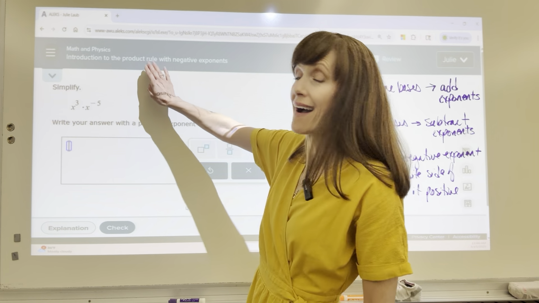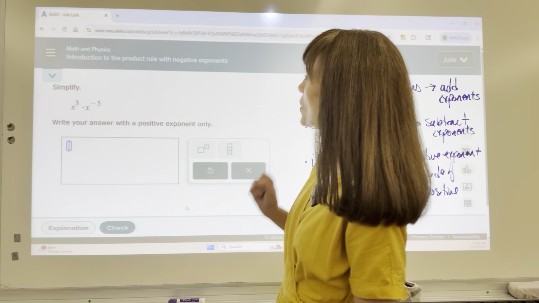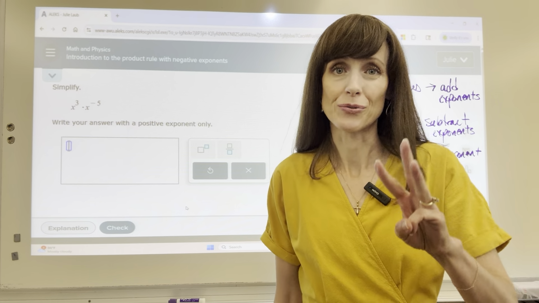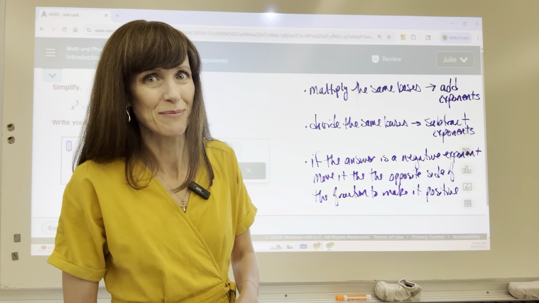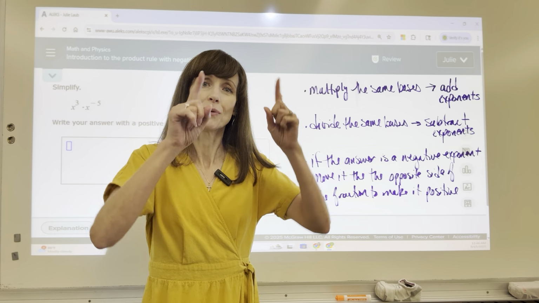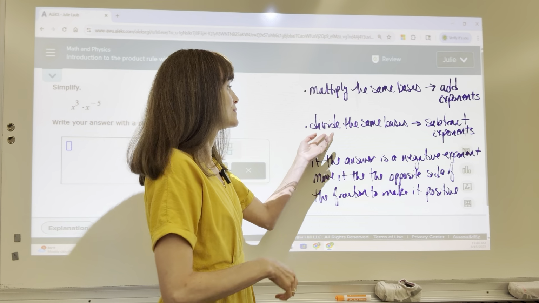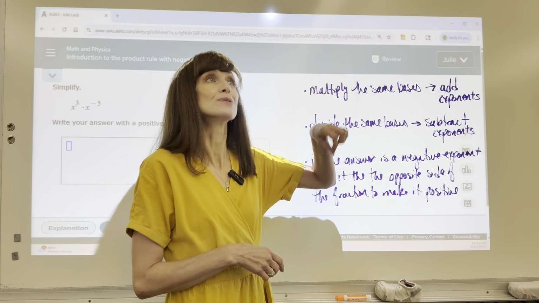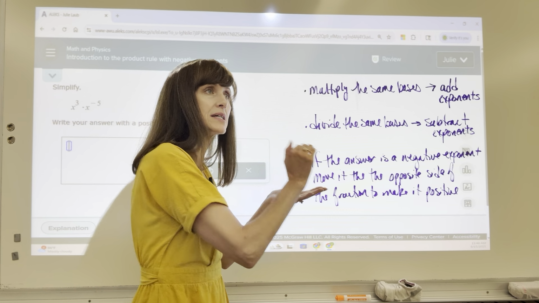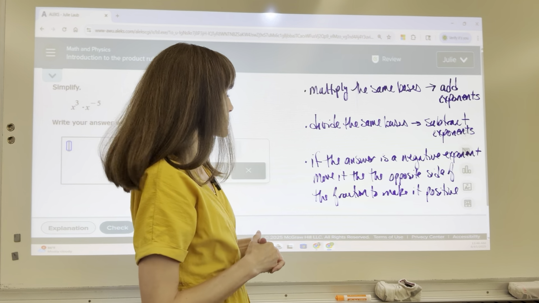Today we're going to do the ALEKS topic, Introduction to the Product Rule with Negative Exponents. There are three exponent rules that I need to remind you of. First, if you multiply the same bases, you add the exponents. If you divide the same bases, you subtract the exponents, and it's the denominator exponent that is subtracted from the numerator exponent.